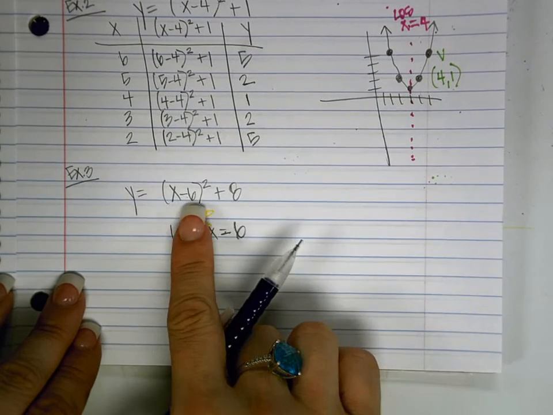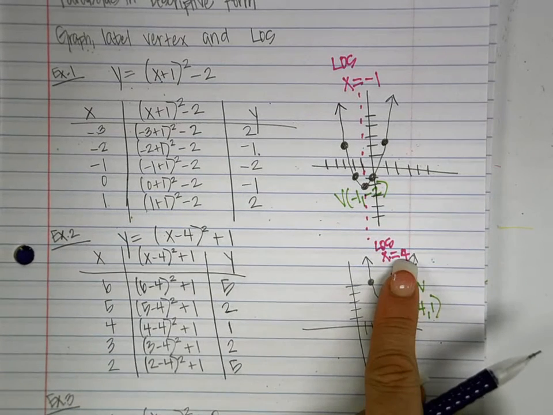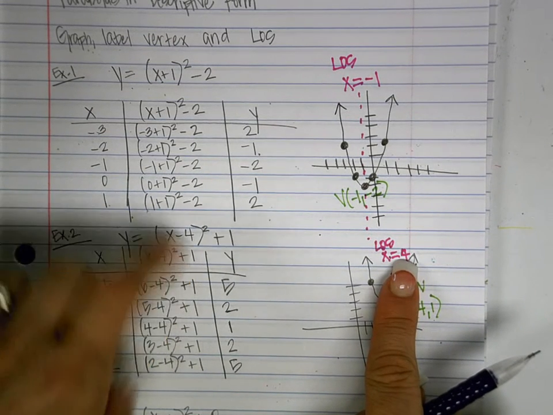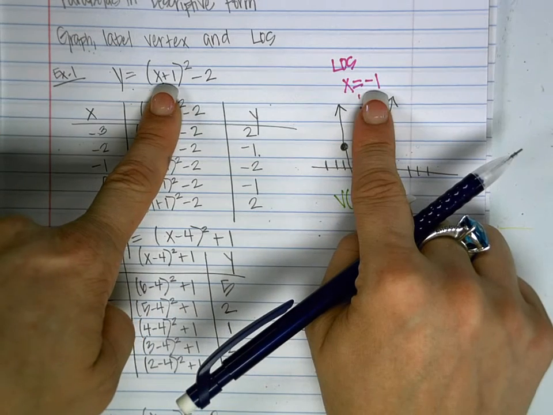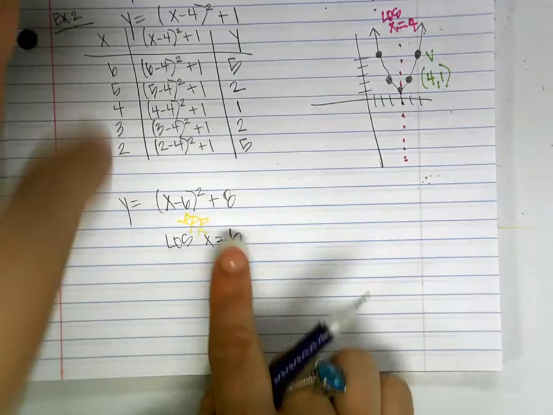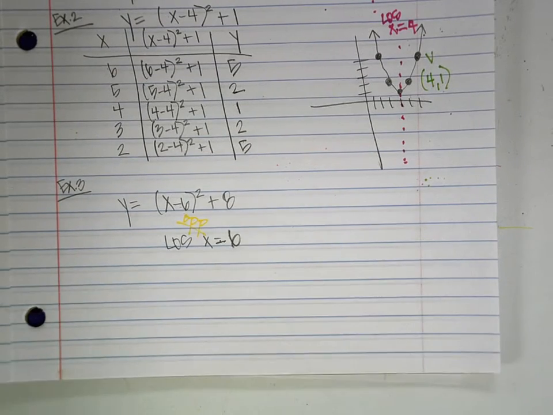Okay, all you do is change this. It's the opposite sign. Look back up here. Line of symmetry was x equals 4. If I change that sign, I have x equals positive 4. Same thing here. Line of symmetry, x equals negative 1. Change that sign, x equals negative 1. Now, the vertex, so that's your line of symmetry. Line of symmetry is the opposite sign of what's inside the parentheses.